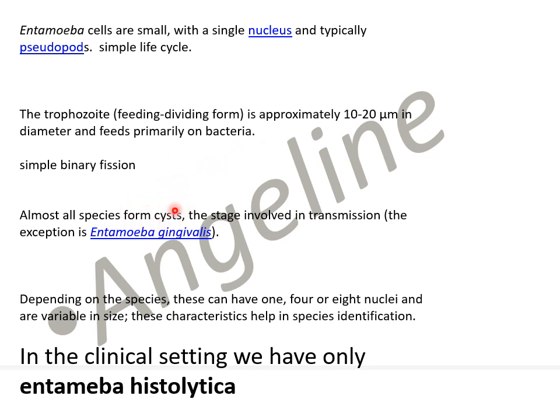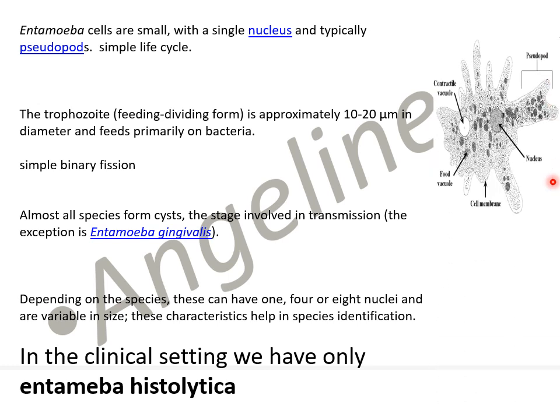Almost all the species will form cysts except Entamoeba gingivalis. Anyway, that we are not worried about. It doesn't come under clinical species. Now, depending on the species, they can have 1, 4, 8 nuclei. This is for core microbiology. As a clinician, we are only interested in Entamoeba histolytica. So, you can see here the detailed pseudopod, single nucleus, and other stuff.